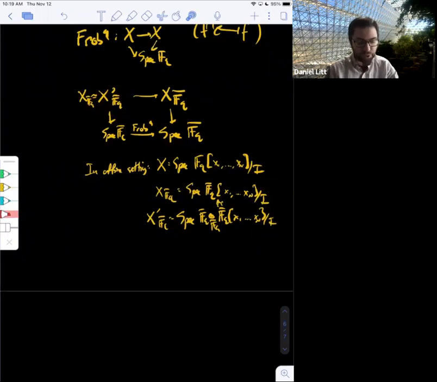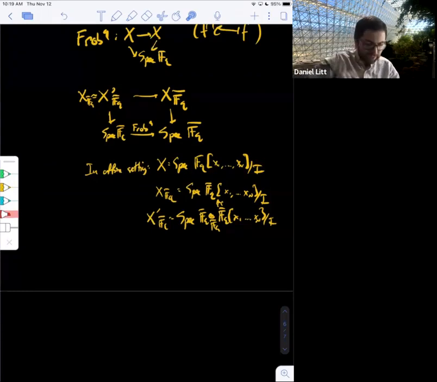If you were over a different ground field, in general that wouldn't be true. And you have to check that things respect I. So if I is not Frobenius stable, it's also not true. So this is really something about varieties defined over FQ.